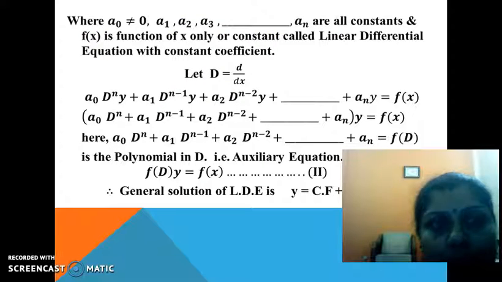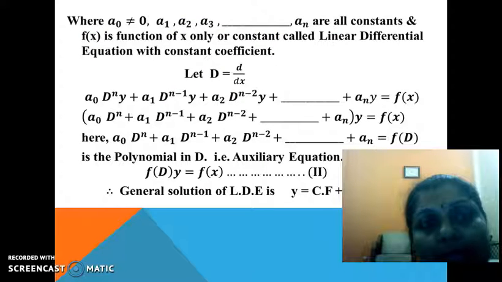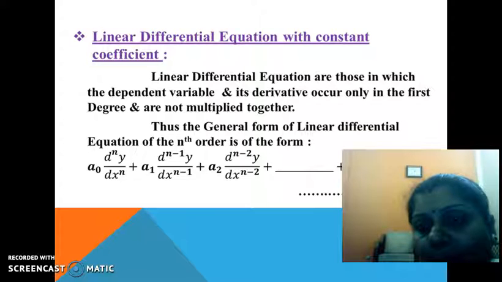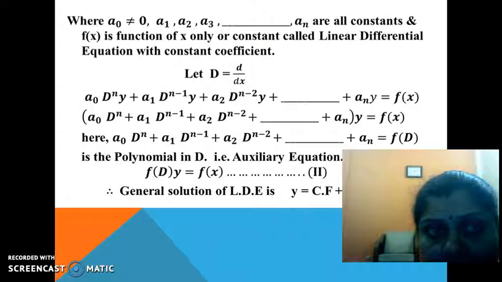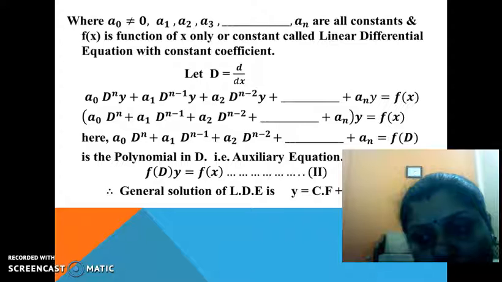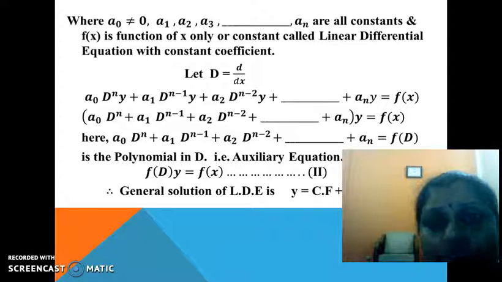In this equation 1, a0 is always not equal to 0, and a1, a2, a3 and so on up to an are all constants. On the right hand side, the function f(x) is called a function of x only, or a constant. So equation 1 is called a linear differential equation with constant coefficients.